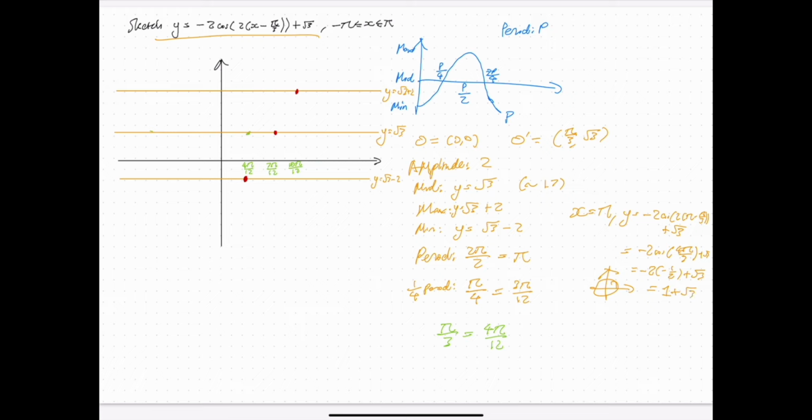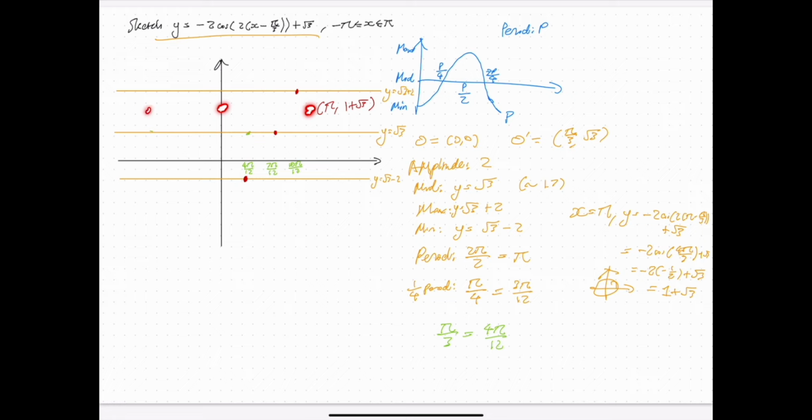So essentially I know that this is going to end maybe around here, where I have essentially a known point. This is going to be at pi, 1 plus root 3. Now, something you can do to save a bit of time is, because we know the period in this case is pi, every pi period is going to end up back at the same place. So roughly, if this is pi, then at 0 it's also going to be at 1 plus root 3.